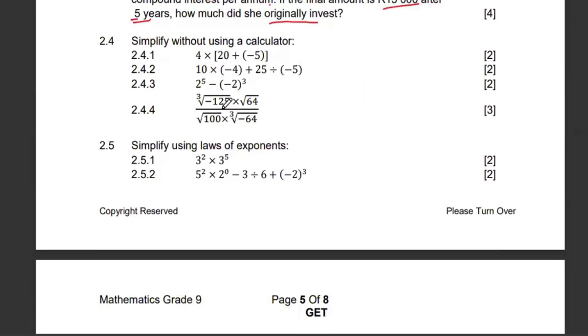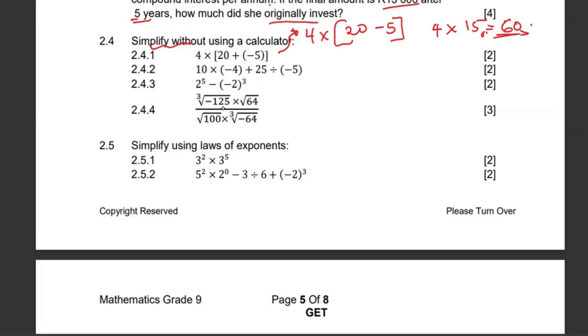All right, then 2.4, calculate without a calculator, or simplify without a calculator. So BODMAS, opening up the brackets, integers, and all of that. So let's start with the inside bracket. So it's going to be a 4 times. That's a 20. We know that a plus and a minus gives us a minus. So that's a 5 minus. And then we're going to have 4. 20 minus 5 is 15. 15 times 4 gives us a 60.